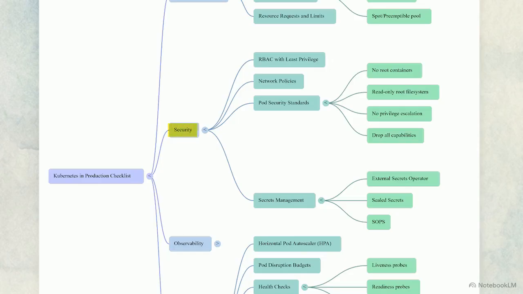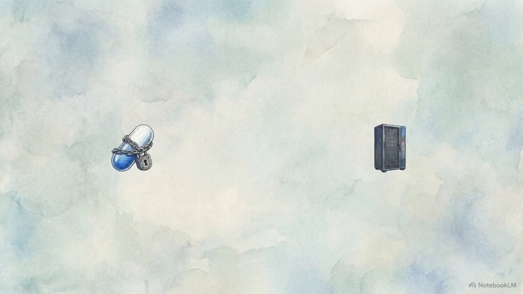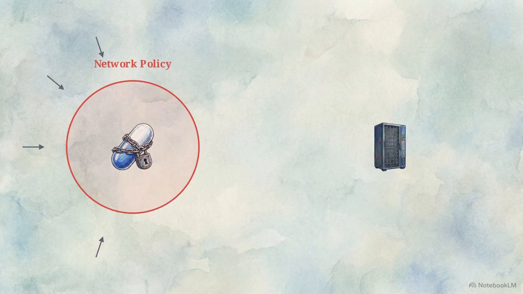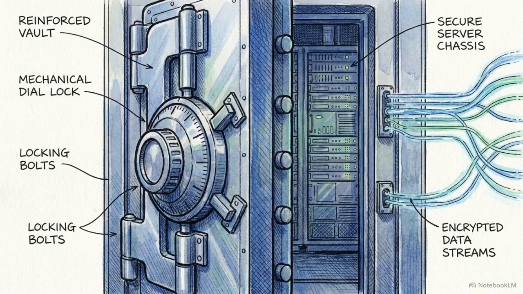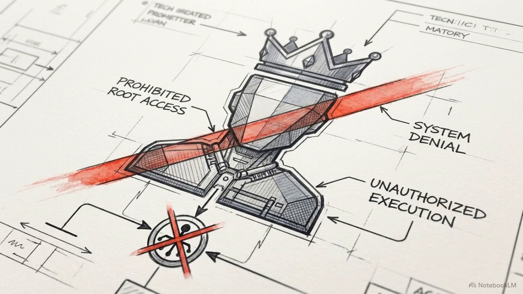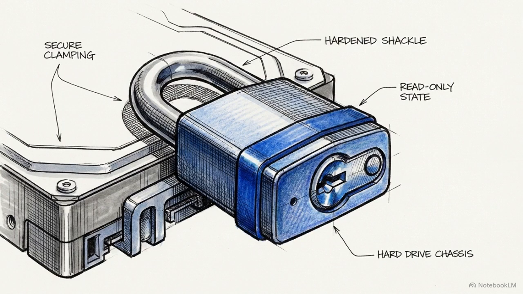Moving down the map, the second phase focuses on locking down security. Start by stripping away wide cluster admin rights from application service accounts. Replace them with granular, least privilege role-based access control, and enforce default deny network policies that block all traffic until explicitly allowed. Next, enforce strict pod security standards. Actively prohibit root containers. Mandate read-only file systems, preventing easy container modification.